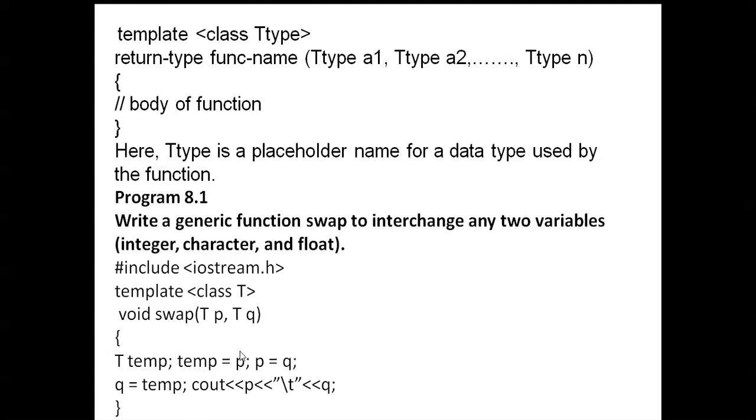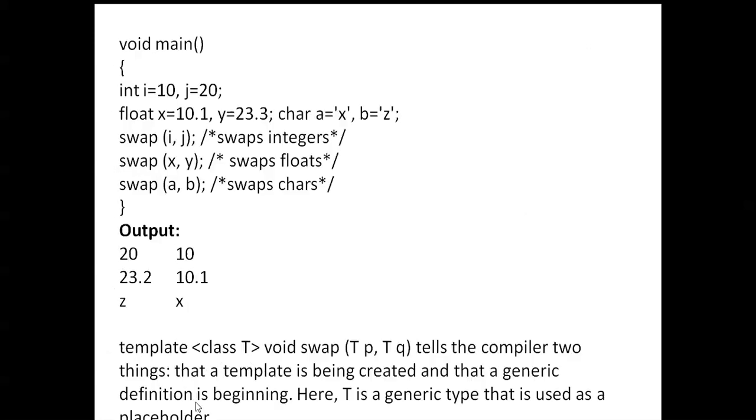Suppose P value is 10 and Q value is 20. Here temp is equal to 10. P is equal to Q, and Q value is 20, so P is equal to 20. Here Q is equal to temp, and the temp value is 10. Here the values are interchanged.